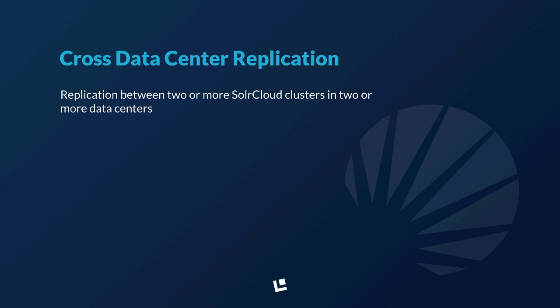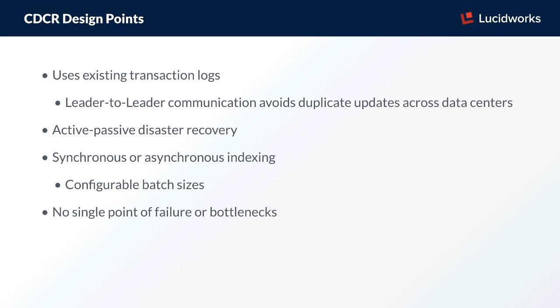So there are other new features of Solr coming in Solr 6, one of which is cross data center replication. And this is being able to replicate one or more Solr cloud clusters in two or more data centers. Let's take a look at how it works. It really uses existing transaction logs, and it uses leader-to-leader communication to avoid duplicate updates across data centers.